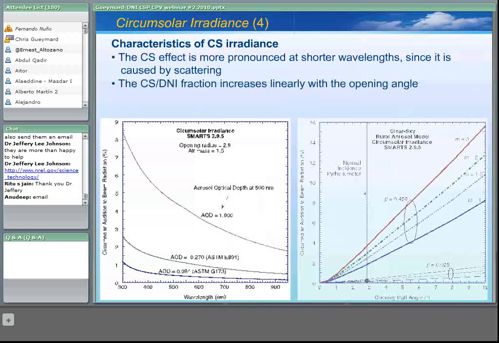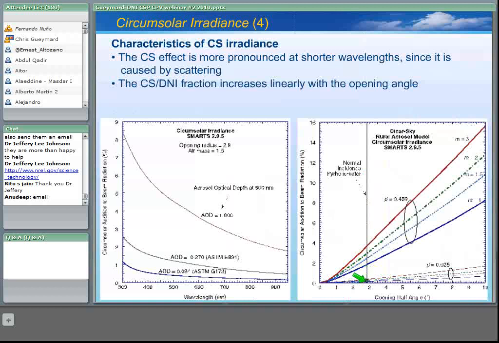Now, the circumsolar to DNI fraction increases linearly with the opening angle. That's what we see here. This is the opening angle of a standard NIP, a Eppley NIP pyrheliometer, at about 3 degrees from the sun center. And this is what you actually get into the measurements due to the circumsolar effect. So for very low AOD, very clear skies, you get only a fraction of a percent of circumsolar within the field of view of the instrument.